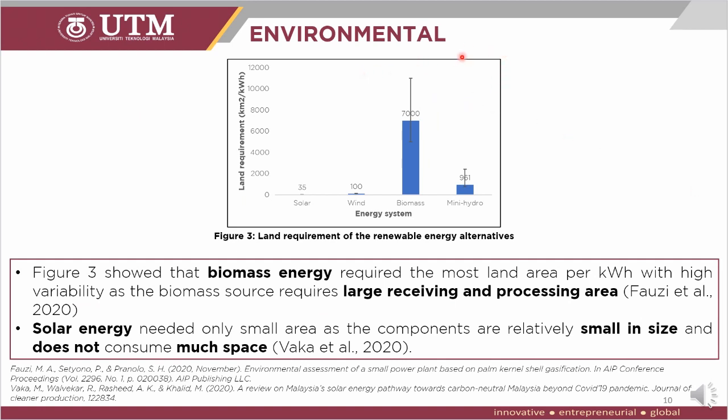Next, we go to the next sub-criteria, which is land requirement. Figure 3 showed that biomass energy required the most land area per kilowatt hour with high variability, as the biomass source requires a large receiving and processing area. Solar energy, meanwhile, needed only a small area as the components are relatively small in size and do not consume much space compared to other alternatives.